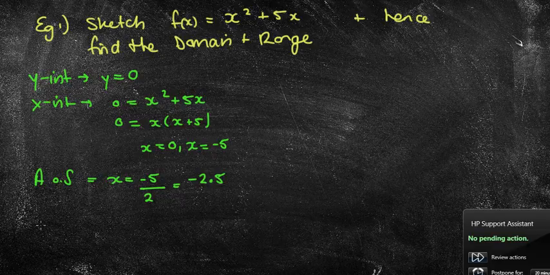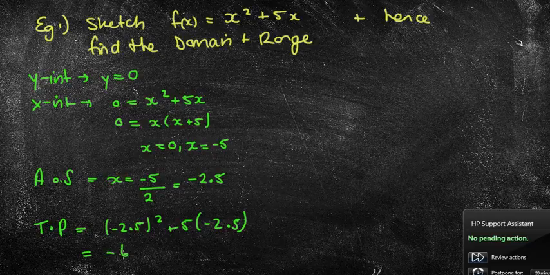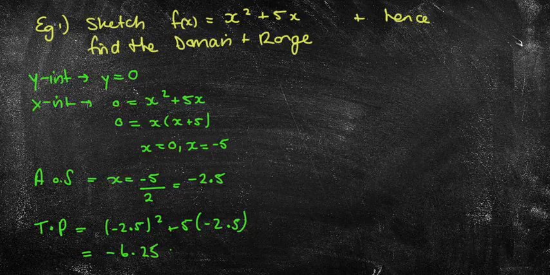And then if I want to find out my turning point, we're going to chuck it back into -2.5 all squared plus 5 times -2.5, and that will equal, funny enough, -6.25. Alrighty, now this time what I've done, I've gone through and I've found all my features first.